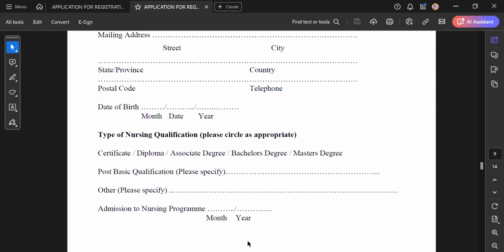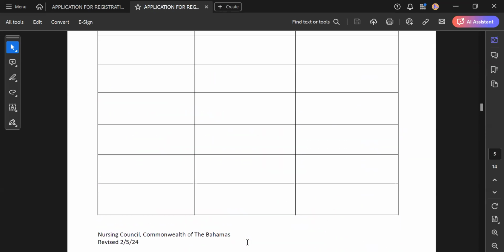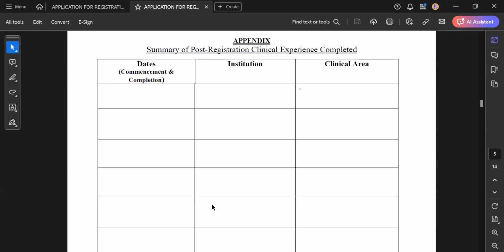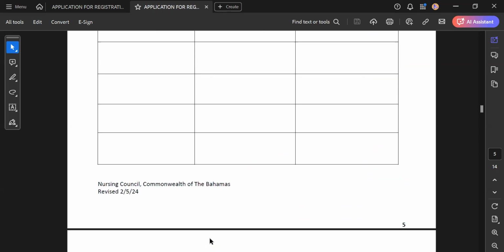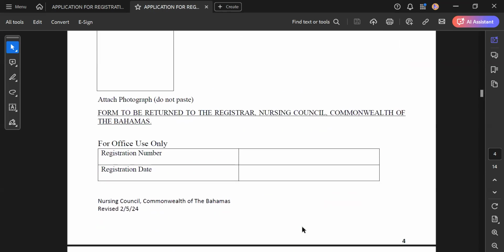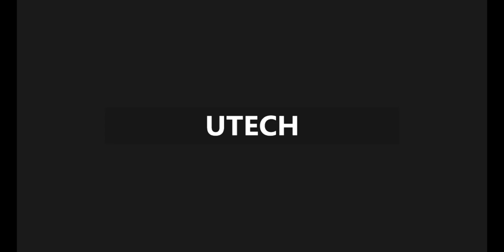Okay, so that one is page 5. Yeah, that one is page 5. That is where you have the summary of post-registration clinical experience. That is page 5. So that is where you fill in your experience. I don't know if it's clear now. All right. Yeah. Okay. Hey, the questions keep coming. We want to close, so guys.